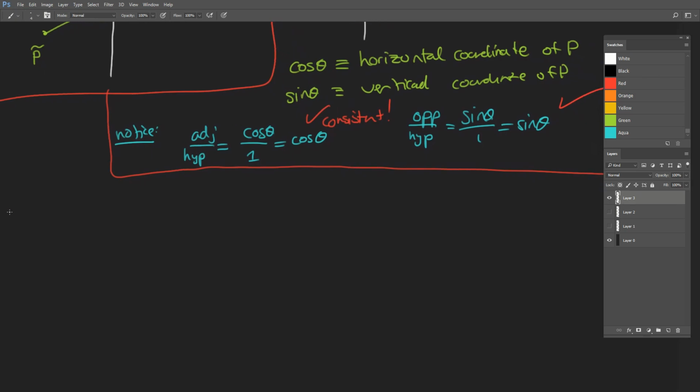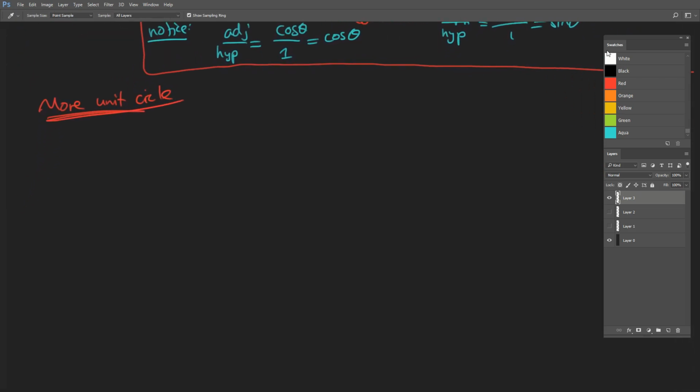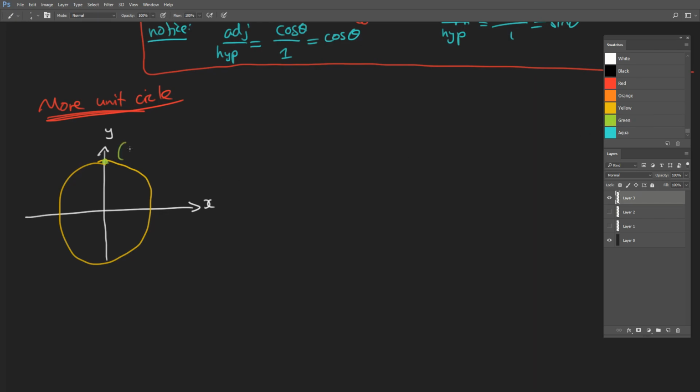So now we're going to do some more unit circle stuff. I'll drop the axes again. We have the y-axis and the x-axis, and I'll put in the unit circle in yellow. Now we have this point over here, which is (0, 1), and it has been rotated by an angle of theta to get to R, and we want to find the coordinates of R.